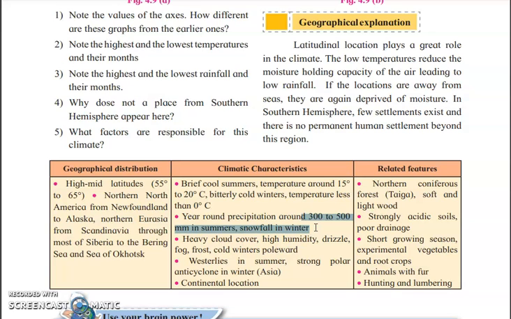Then, because of the very low temperature, only plants and short growing trees are seen in this area. We have heavy cloud cover, high humidity, drizzle, fog, frost, cold winters, polar westerlies in summer and strong polar anticyclone in winter, as well as the continental location. As the temperature is below 0 degrees Celsius, you can see a lot of fog, a lot of frost as well as drizzle in this area.